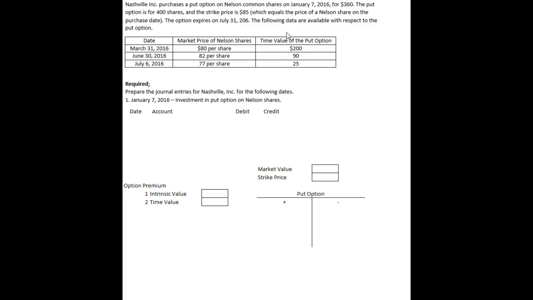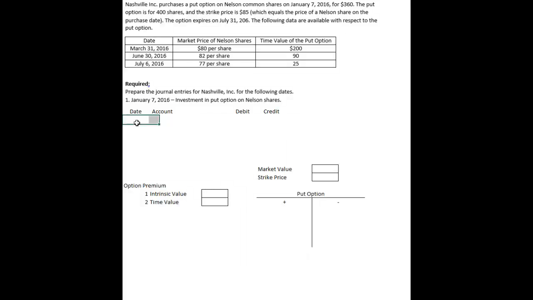All right, so what logically happens when we enter into this contract? And the argument is, well, I don't really own anything of value like an asset you would normally think of, cash or receivables or equipment or inventory, so should it show up on the balance sheet? And we've gone through and talked about that the value that shows up on the balance sheet is this thing called the option premium. And the option premium is a combination of two things, one being the intrinsic value and two being the time value.